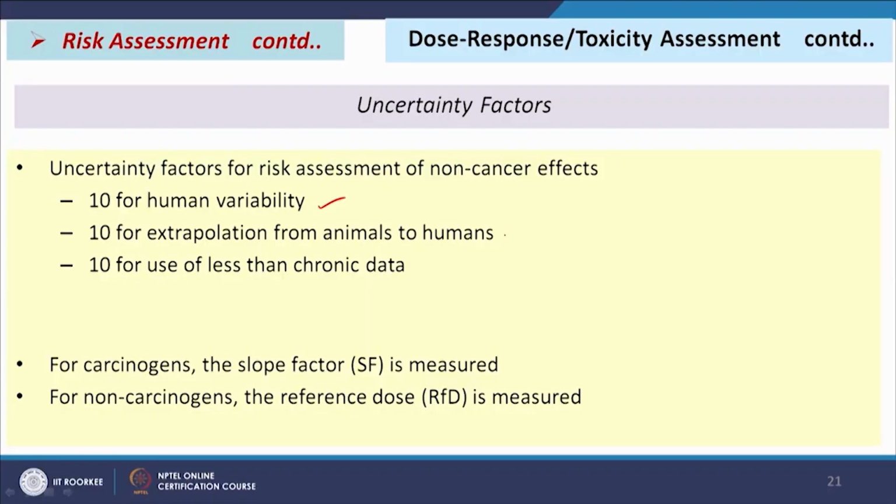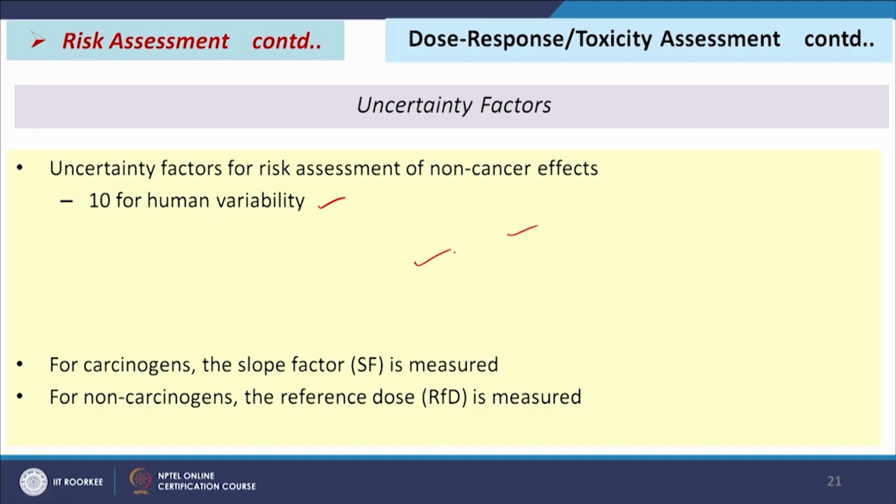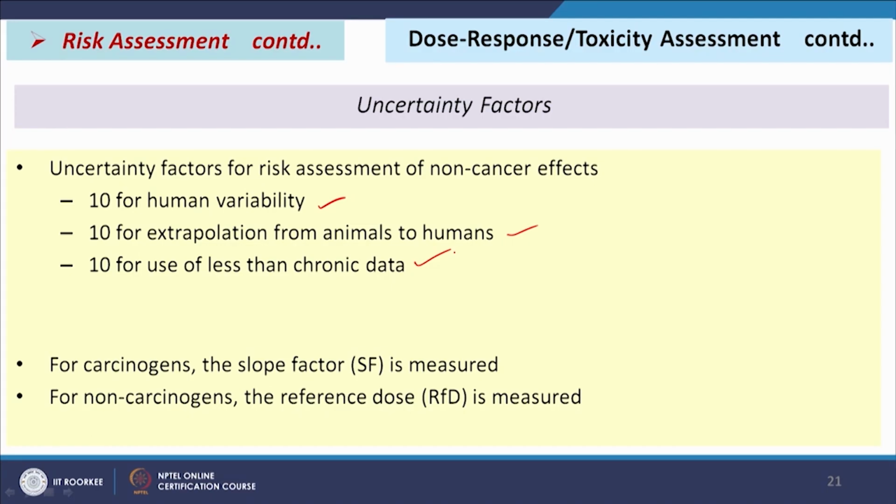And the uncertainty factors which we have seen, UF, are basically 10 for human variability, 10 for extrapolation from animals to humans, and 10 for a dose of less than chronic data. That means RFD will be 10 times less than the NOAEL. Then for carcinogens the slope factor is measured, and for non-carcinogens the reference dose is measured. If we are below that RFD dose, it is safe.